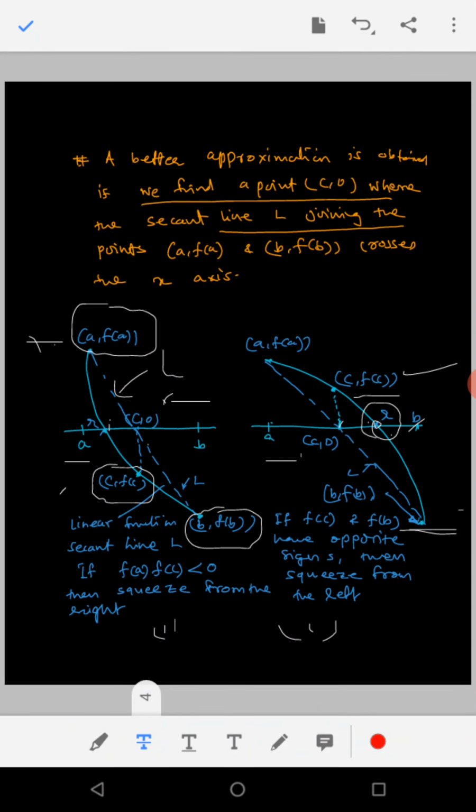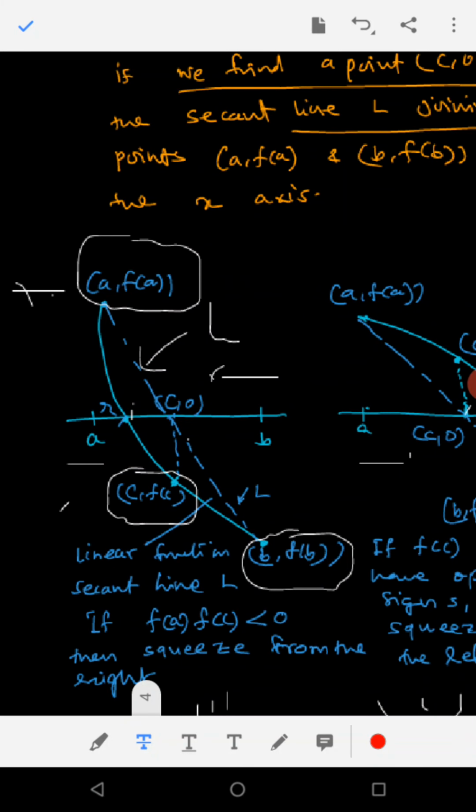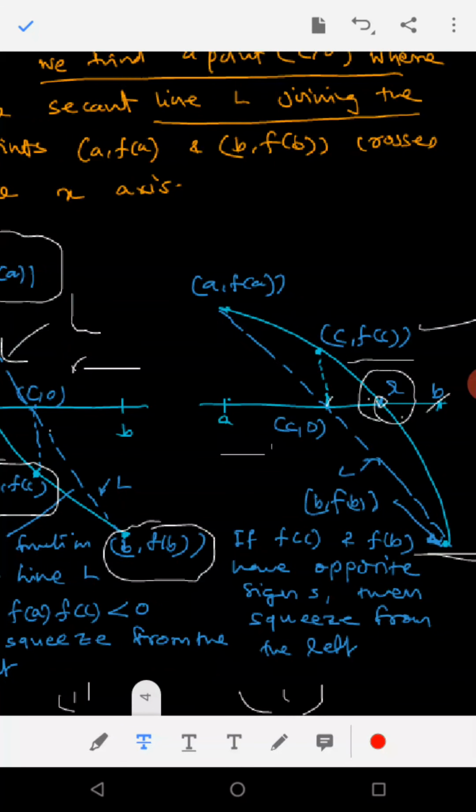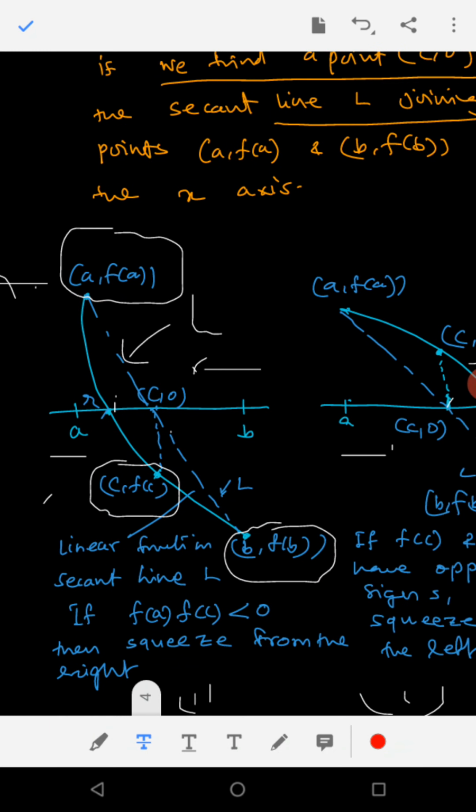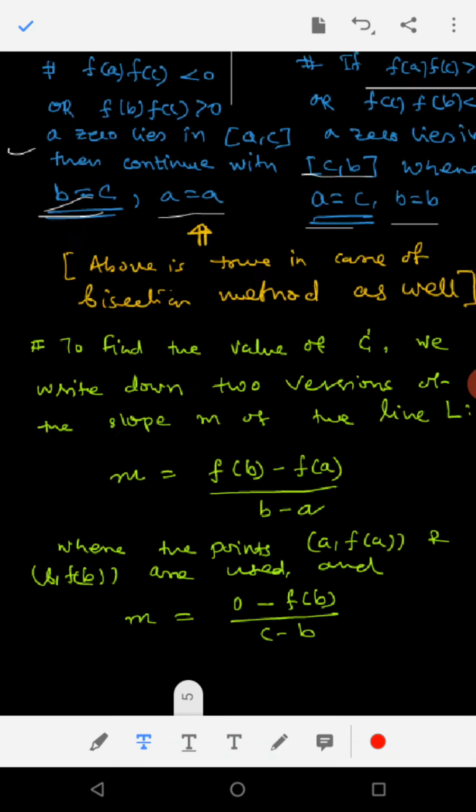Okay, so this is simple: a line joining A and B in both of the cases, and wherever it crosses your x-axis, you can now write two different slopes in different versions. One slope equation will include the known quantities fa and fb, and the second slope will include the coordinates c, 0 and b, fb. So let us see how it goes. Two different slope equations are shown here.